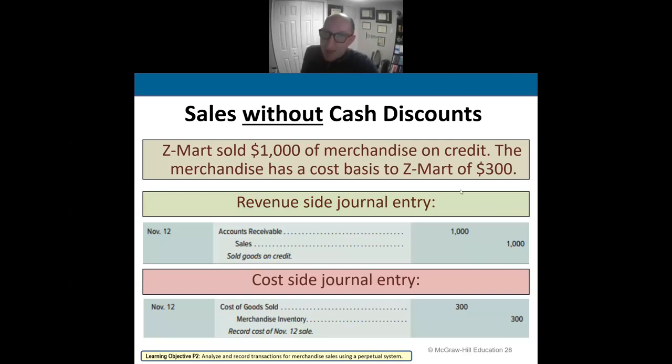Make sense? Every single thing you sell, there are two entries. You recognize the revenue in the first entry, and you recognize the cost of goods sold in the second entry. So there's two entries for everything that you sell.